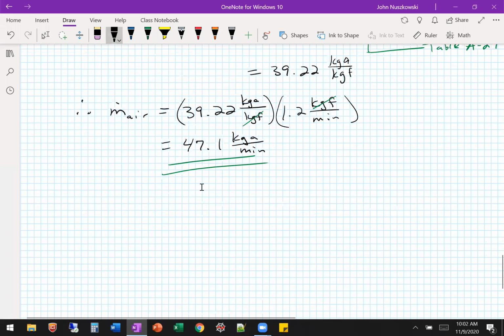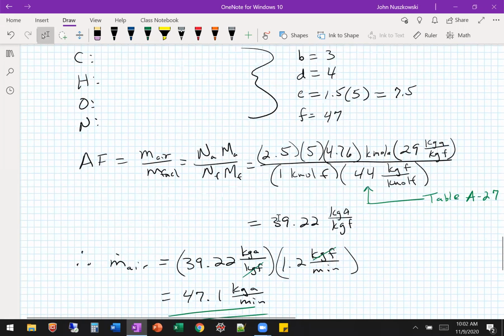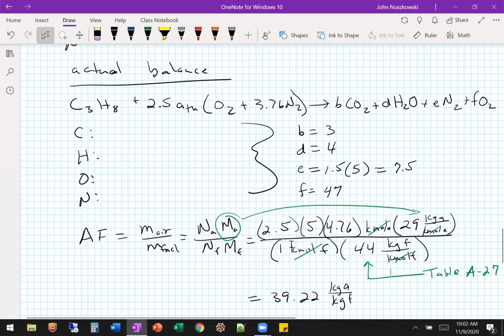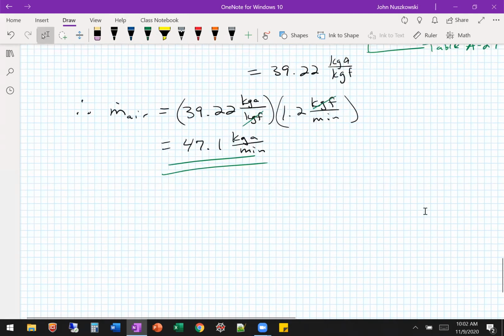Hey, Professor. Yeah. Where'd the 29 in the numerator just above this one, the 44, come from? Yeah, 29 kilograms of air per kilomole of air. It's the molar mass of air. Okay, so it's kilograms of air per kilogram fuel? Oh, okay, yeah, thank you. I was going too fast. So that's kilograms of air per kilomole of air, and the kilomoles cancel. So then we're left with the kilograms of air per kilogram fuel. Other questions? No. Okay.